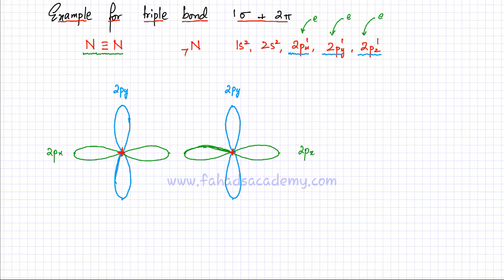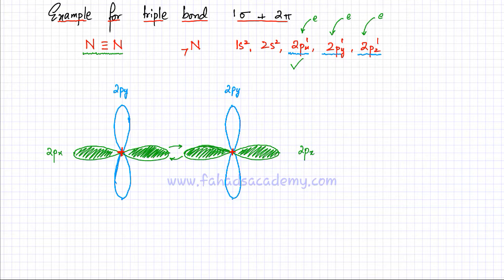So let's start with the 2px orbital first. So I've drawn a nitrogen atom. I've not drawn all the orbitals. Let's just focus on the 2px orbital first. So the green one that I've drawn over here is the 2px orbital. So I'm shading the green orbital just to highlight it. Both of the nitrogen atoms have just one electron in the 2px orbital. So this nitrogen atom on the right is going to try and attract an electron from the other nitrogen atom's 2px orbital, and the other nitrogen is going to try and do the same. So they're both basically attracting each other's electrons.